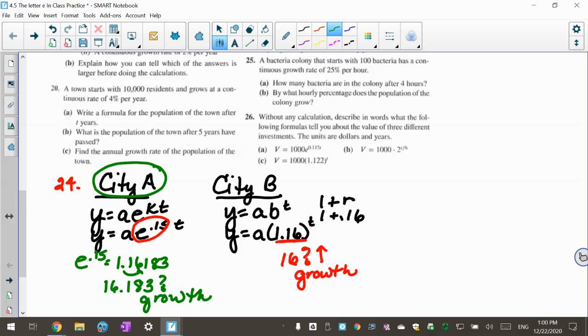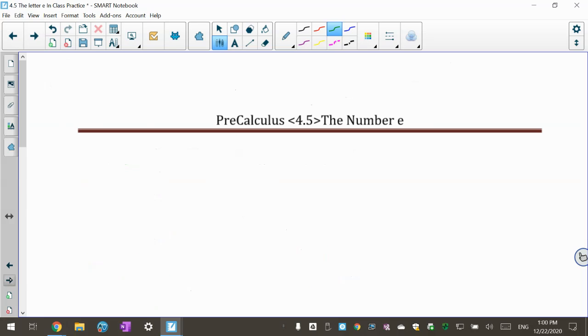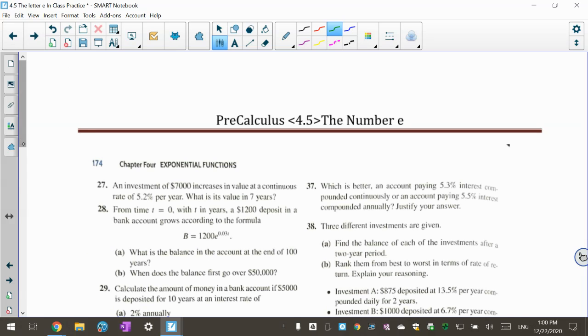So that's it for 24. So let's look at what we have. The next one we're going to do is 30, and 30 is on the next page. So let's go to 30 here. So here's 30.